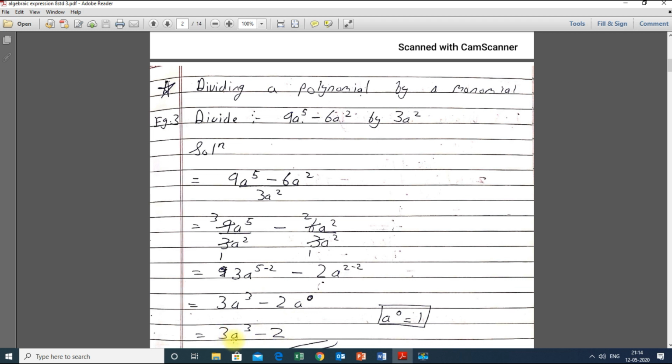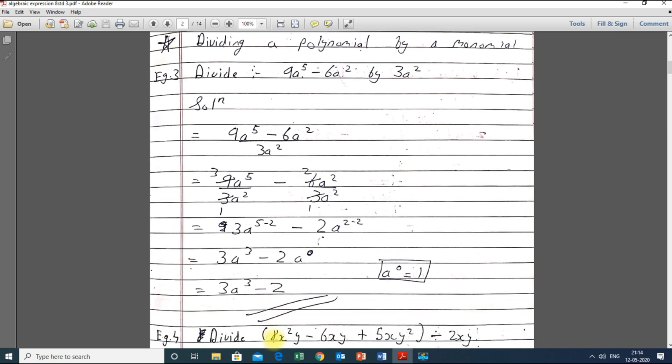Therefore I will write 3a raised to 3 minus 2. One more way of solving this sum is you can directly cancel this a raised to 2 and a raised to 2. Therefore, you only get 2 over here. Clear? See, you can solve by different methods. Any method you use is always right unless you make a silly mistake in it.